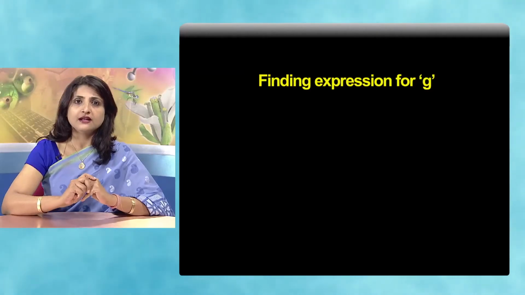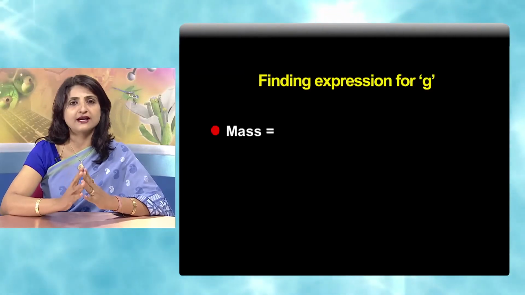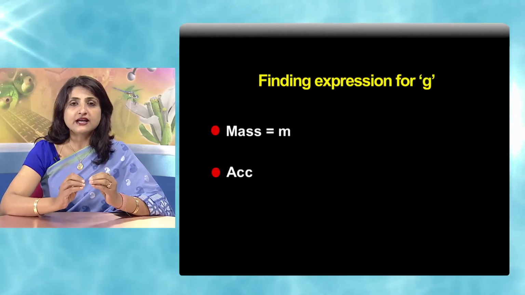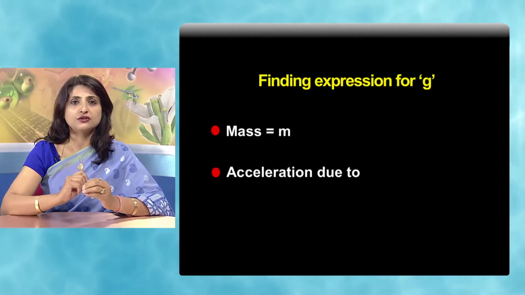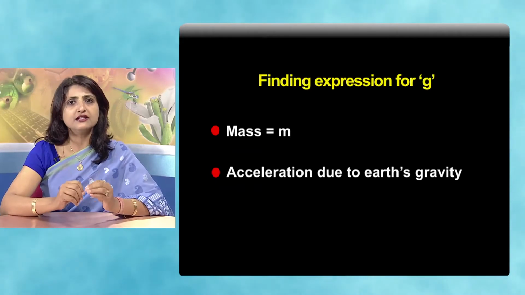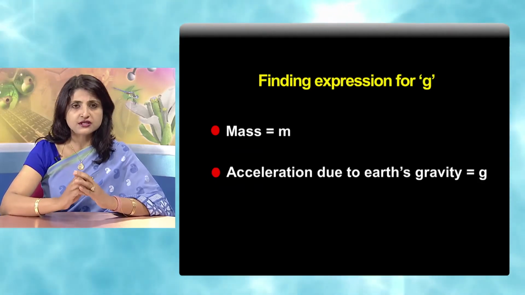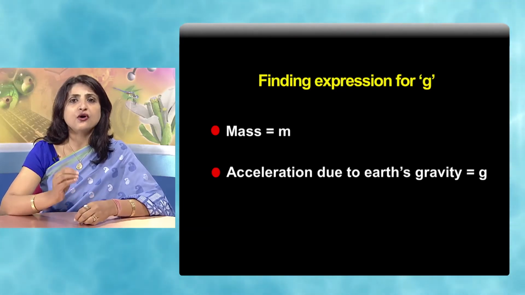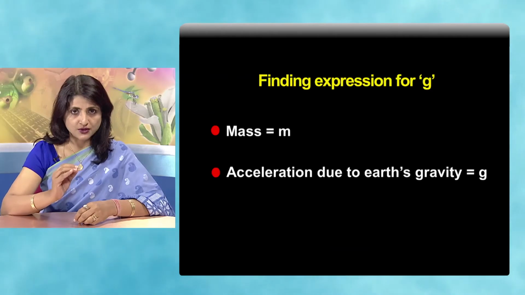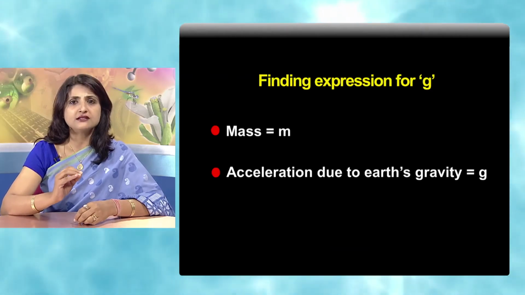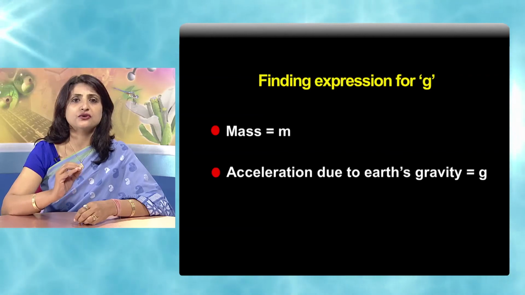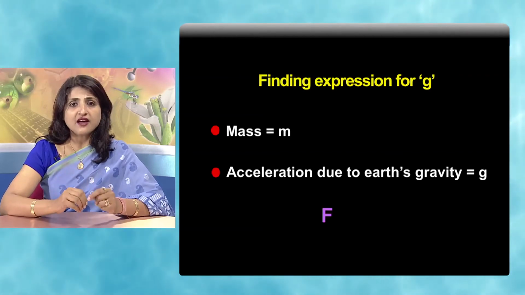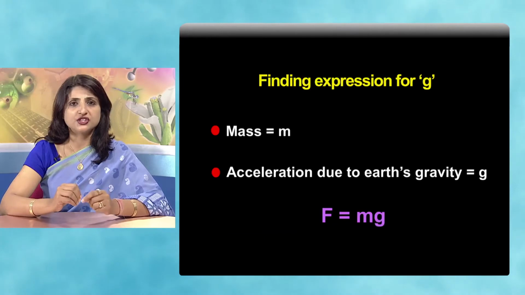For this, let the mass of a stone falling from a height be m. The acceleration involved in the falling stone due to Earth's gravity is denoted by g. Since force is the product of mass and acceleration, the magnitude of force will be equal to the product of mass and acceleration due to gravity. That is, F is equal to mg. Let us know what this acceleration due to gravity is.